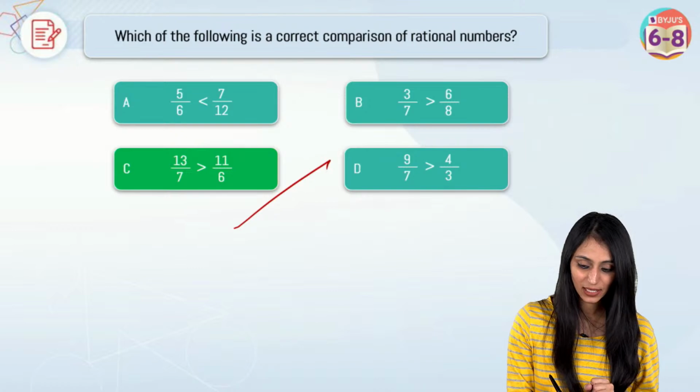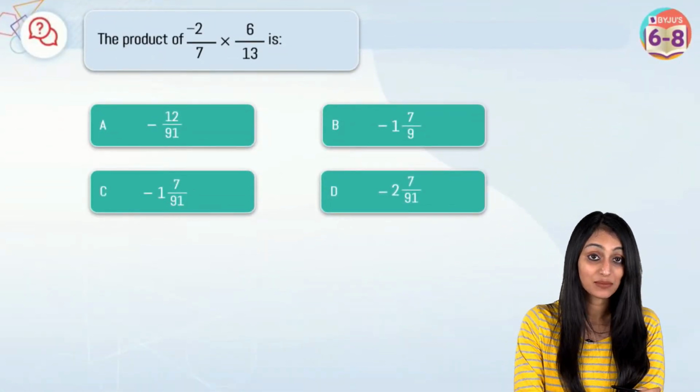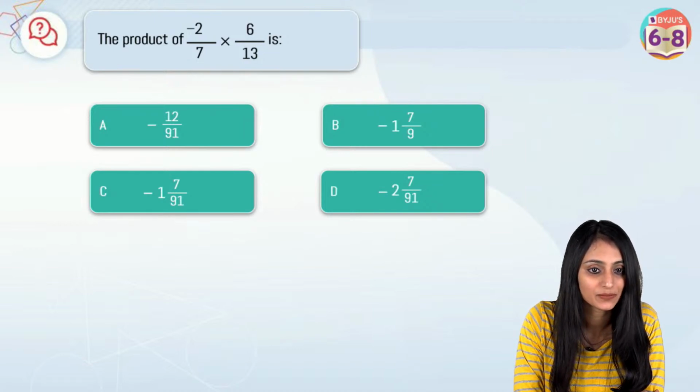Now let's move ahead. Let's take a look at the next one. Product of minus 2 by 7 and 6 by 13 is. Quickly give your answers. What is the right option here?